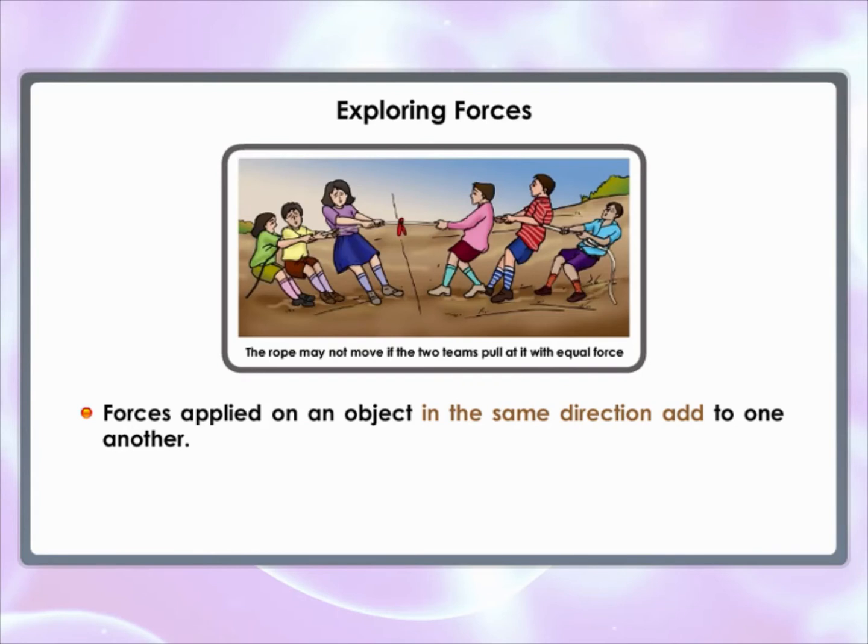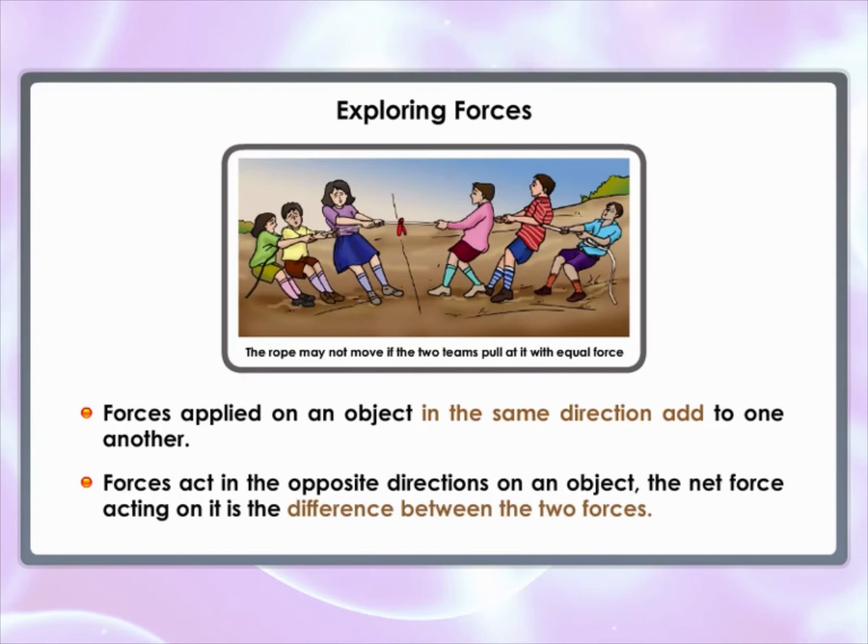Forces applied on an object in the same direction add to one another. If the two forces act in opposite directions on an object, the net force acting on it is the difference between the two forces. So, we learn that a force could be larger or smaller than the other. The strength of a force is usually expressed by its magnitude. We also have to specify the direction in which a force acts. Also, if the direction or the magnitude of the applied forces changes, its effect also changes.